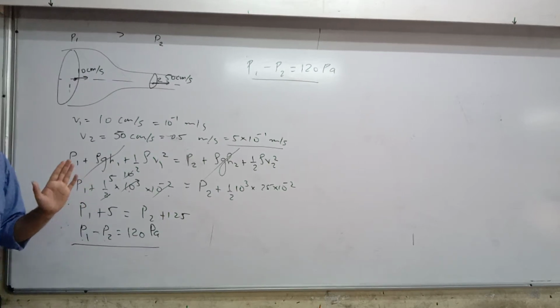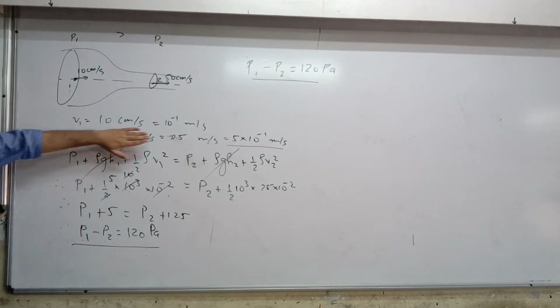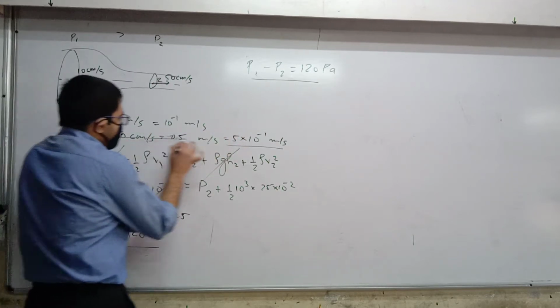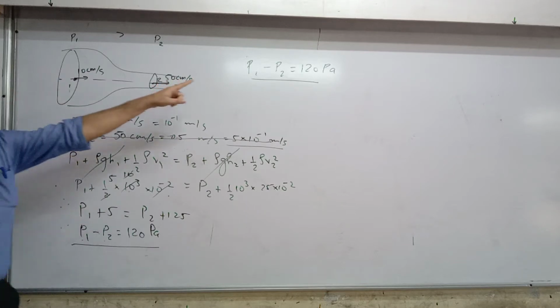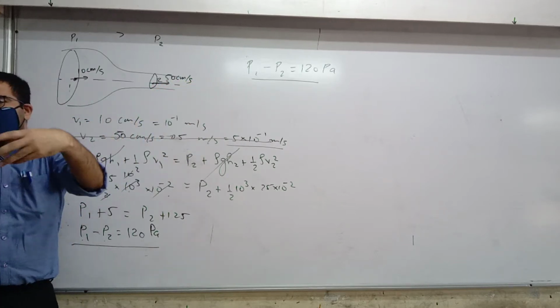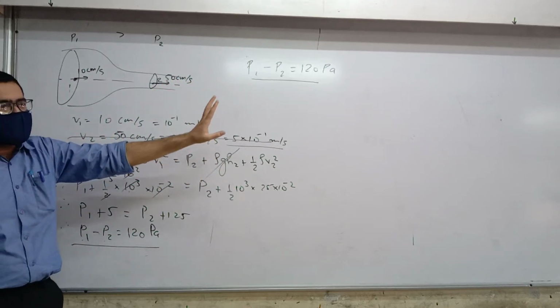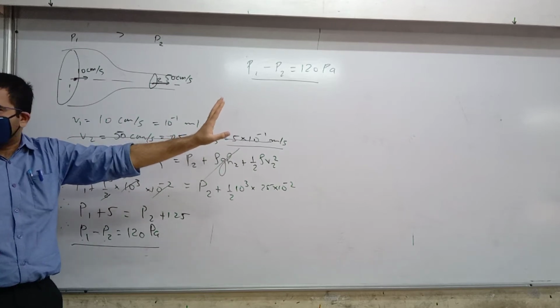Let me tell you what pattern of question they ask. They will not ask you to find this. They will just give the pattern and put options like 120, 100, 150, 200, something like that. Understood or not?